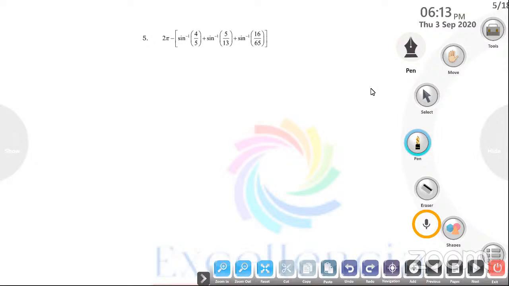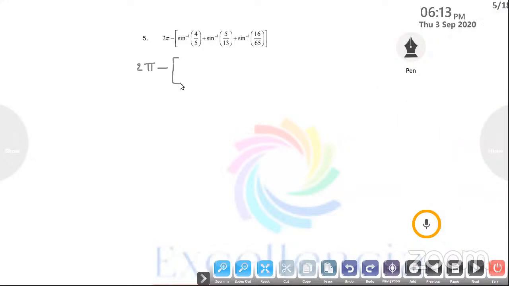Many students, instead of going for sine inverse x plus sine inverse y, will convert this in terms of tan inverse. So let us go for the same procedure: 2 pi minus sine inverse of 4 by 5. Using the triangle, you can write tan inverse of 4 by 3 plus tan inverse of 5 by 12, plus tan inverse of 16 by 65, which can be written as 16 by 63. So let us evaluate tan inverse x plus tan inverse y. All of you know this value: tan inverse x plus tan inverse y is given by tan inverse of (x plus y) divided by (1 minus xy).